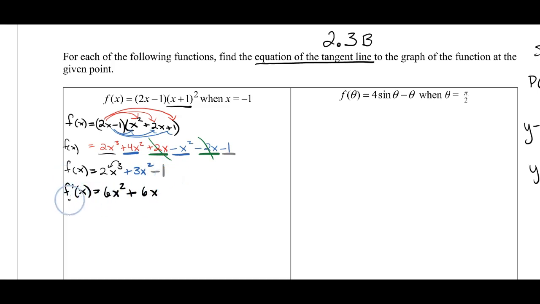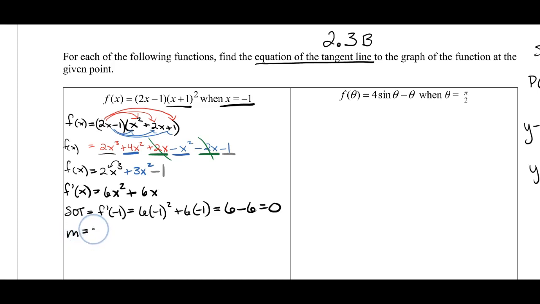So if my derivative function is 6x squared plus 6x, what is my slope of tangency? What is my slope at, they ask, x equals negative 1? Well, that's going to be my derivative at negative 1. So I'll evaluate this derivative function for negative 1. Negative 1 squared is 1, and I get a slope of 0. So my slope of tangency, or my m, equals 0.